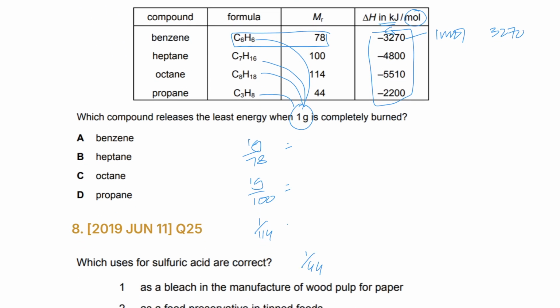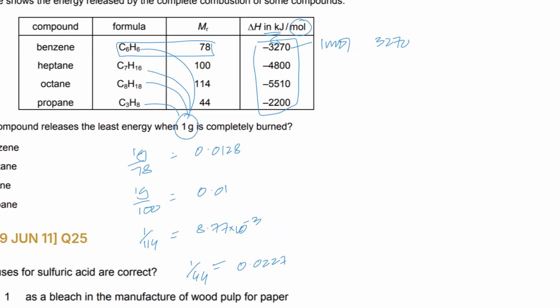What do you get? Calculate the moles. 1 divided by 78, I'm going to get 0.0128. 1 divided by 100, I'm getting 0.01. 1 divided by 114, I'm getting 8.77 times 10 to the power minus 3. And then 1 divided by 44, I'm getting 0.0227. So these are the moles that I'm getting, and for 1 mole, this much energy is released.